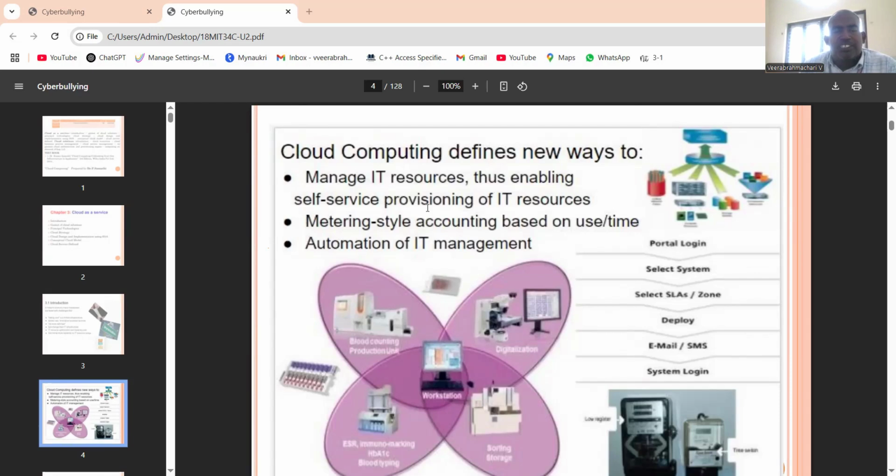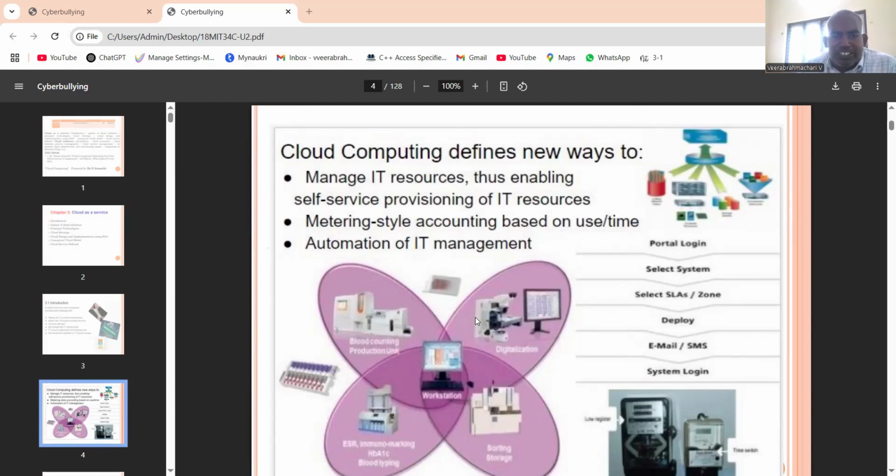It enables self-service provisioning of various IT resources, a metering style of accounting based on usage time, and automation of management. In today's world we use digitalization, meaning every document can be stored digitally, and various works are defined with digitalization.